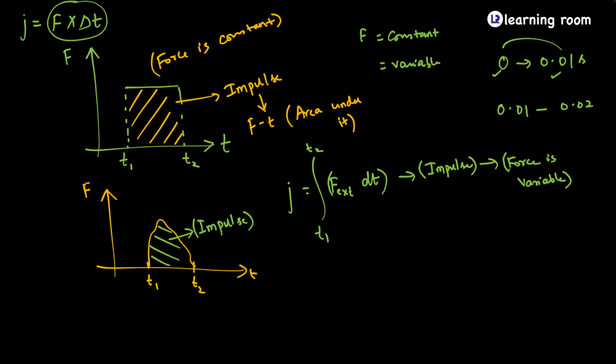Area under what graph? Whenever you write the graph name, you should write it in such a way that the first is the dependent variable, the second is the independent variable. So you call it the FT graph. So the area under the FT graph is going to give us impulse. Clear? So just make a note of it.